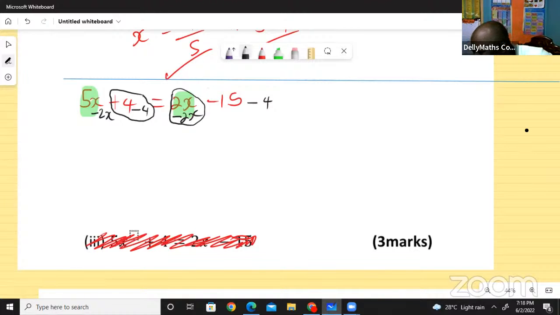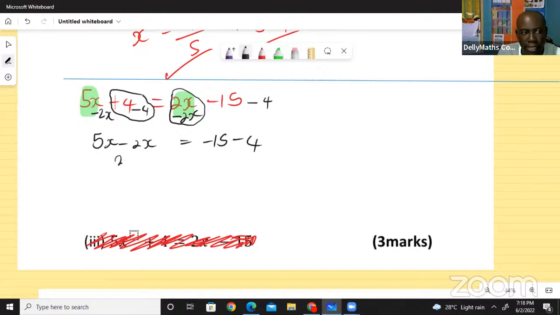Very good, very good. I'm seeing some very good moves, Royal. So now we're talking about 5x minus 2x equal to negative 15 minus the 4. Excellent organizing of terms, Royal. And that is how we expect to see. Now, putting together this 5x minus 2x will leave us with 3x. And then negative 15 minus 4 will give us negative 19.